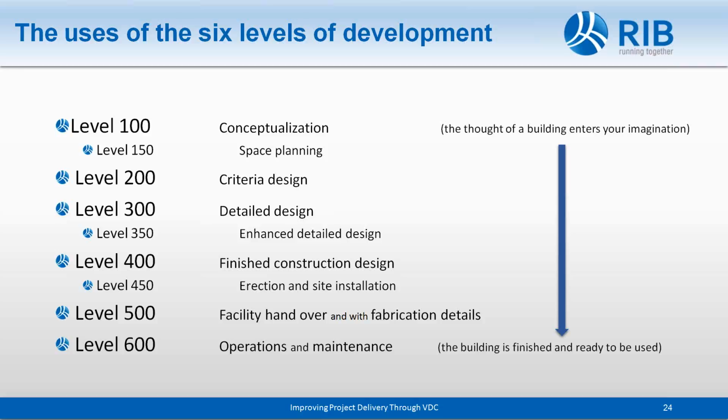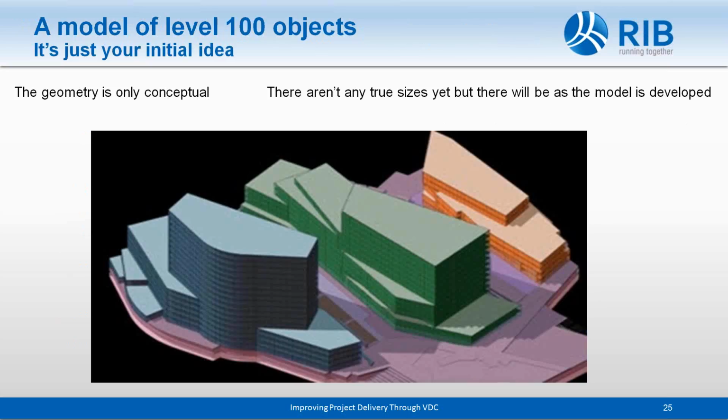Okay. Here, let's look at a few examples of models and objects at various levels. Okay. Here's something. It's conceptual. It's an initial idea. We kind of know a little bit about what it's going to be and where things are going to be, but it's just objects, just stuff at this point. Again, giving us a conceptual idea.